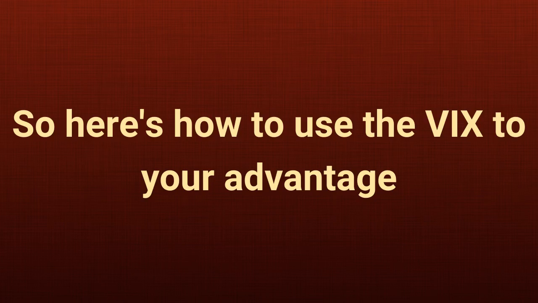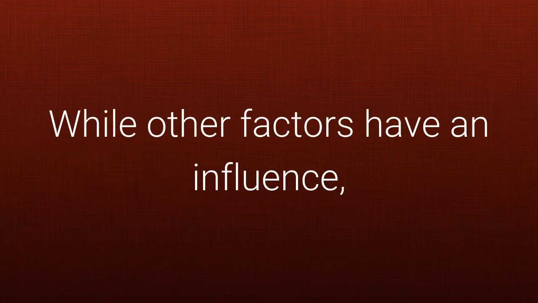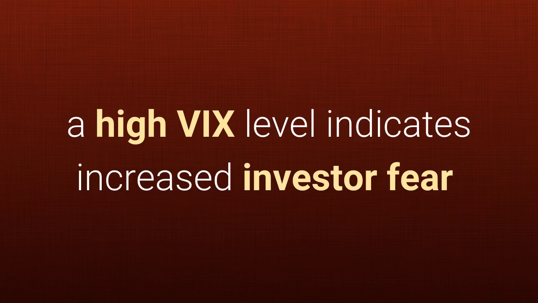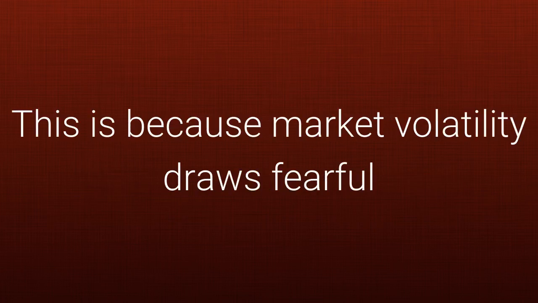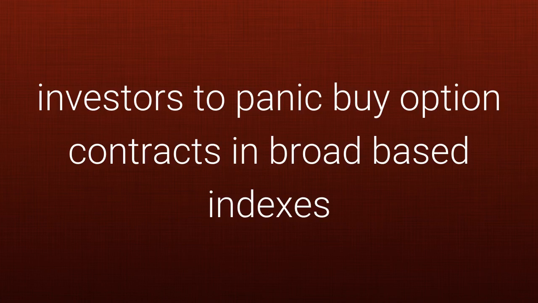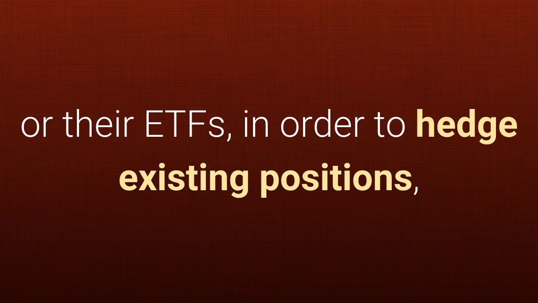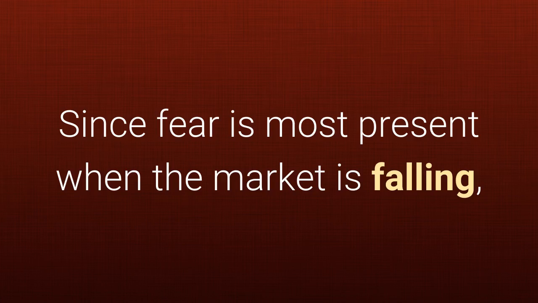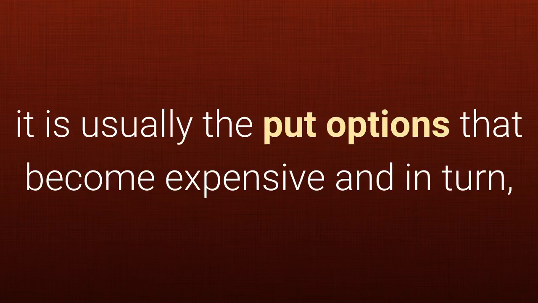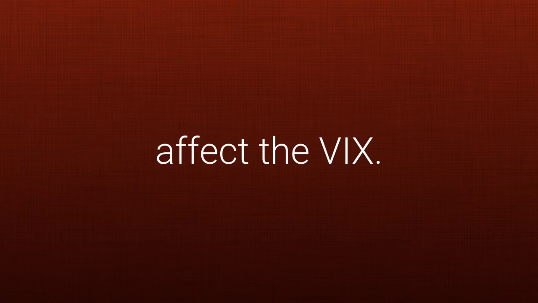So here's how to use the VIX to your advantage. While other factors have an influence, a high VIX level indicates increased investor fear, while a low VIX level indicates complacency. This is because market volatility draws fearful investors to panic buy option contracts in broad-based indexes or their ETFs in order to hedge existing positions, thus driving up the implied volatility in the premiums. Since fear is most present when the market is falling, it is usually the put options that become expensive and in turn affect the VIX.